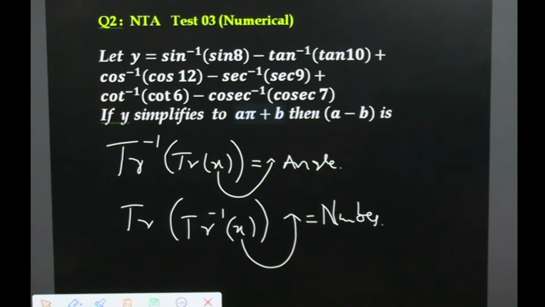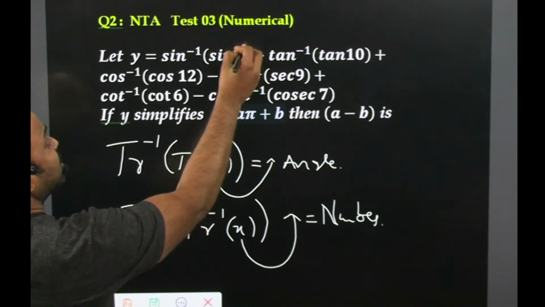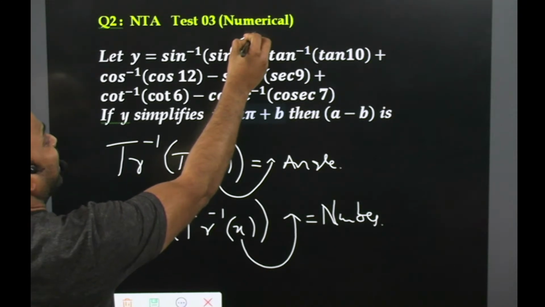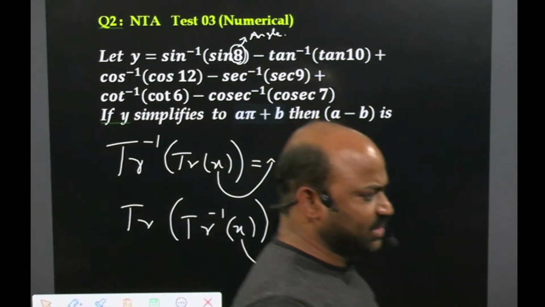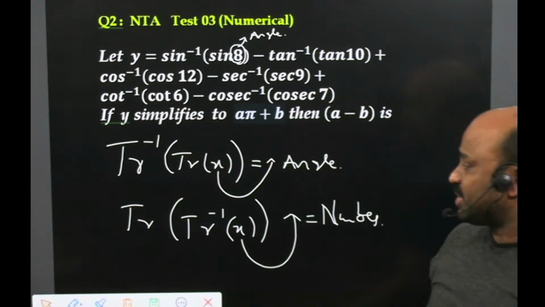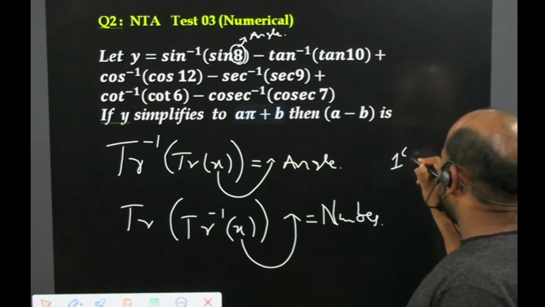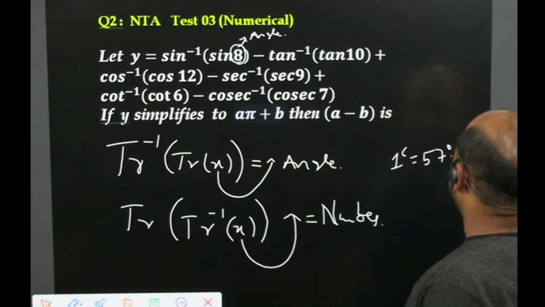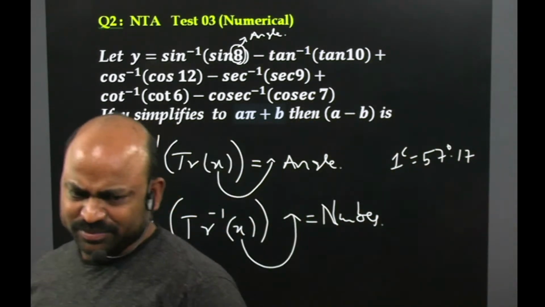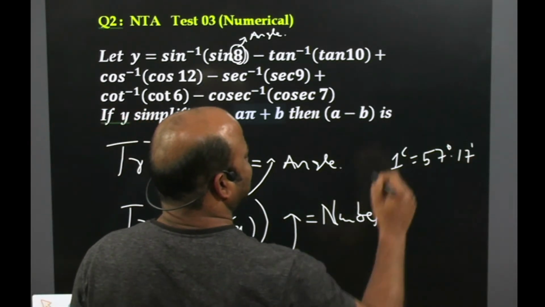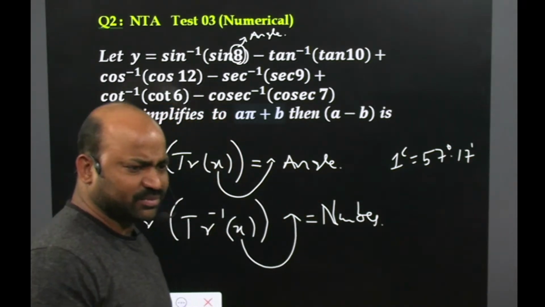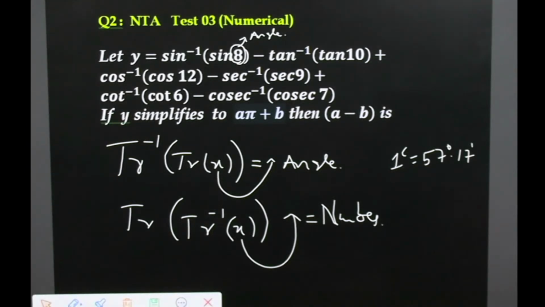I didn't get anything, sir. Can you please elaborate? Yes. Here this 8 looks like a number, but you have to treat it like an angle. Angle means radian, 8 radians. You know what 1 radian is? 1 radian is 57 degrees 17 minutes or so. It's 57 degrees 17 minutes into 8. You'll get a very big number, no?